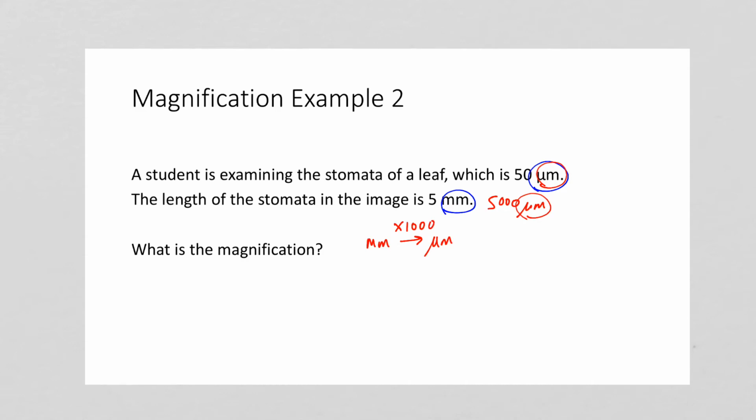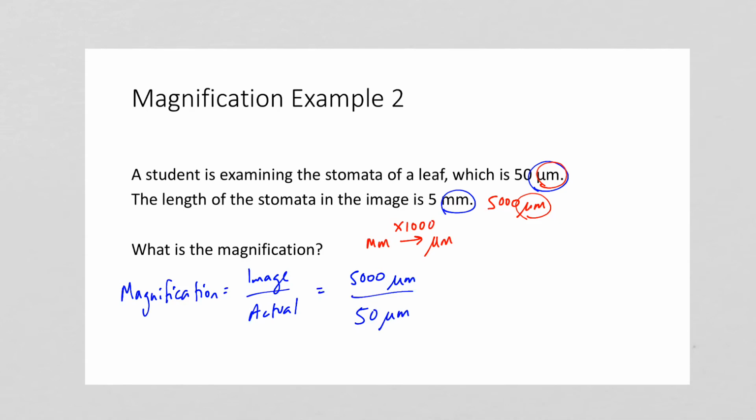Next step, write down the equation. Magnification is equal to image divided by actual, which is equal to 5,000 divided by 50, which is 100 again.